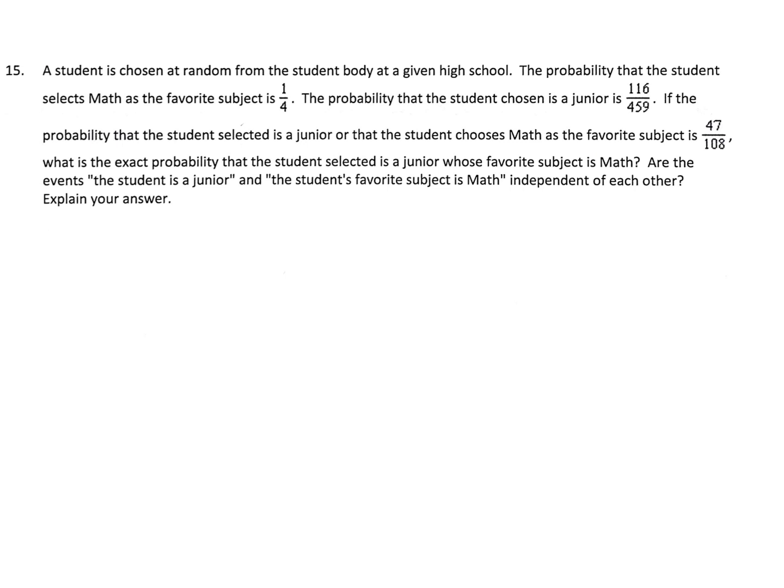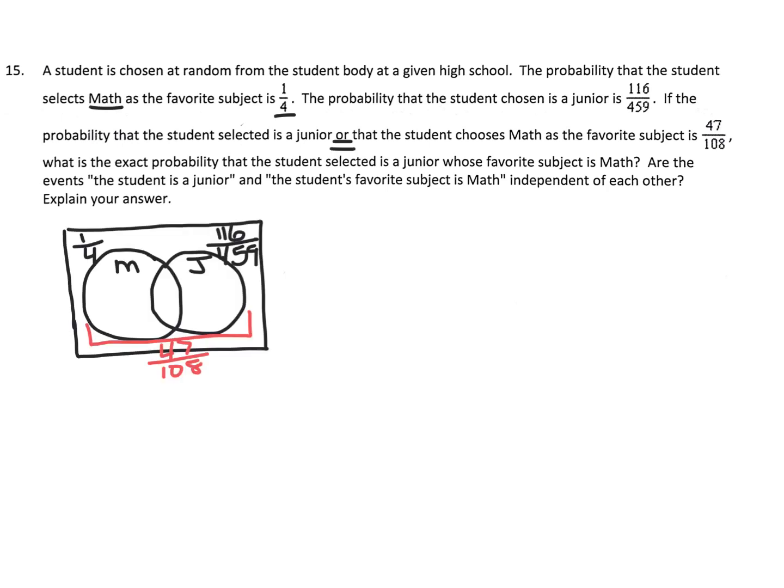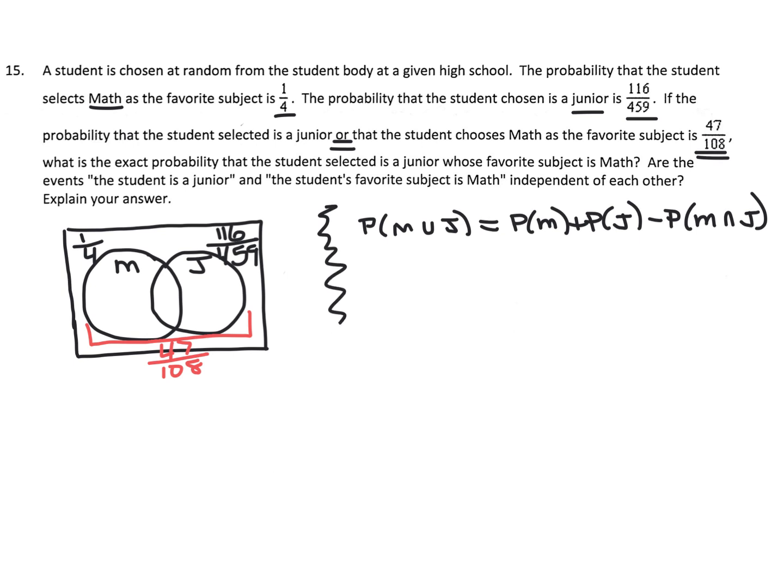Okay, so it looks like number 15 you could either do through a Venn diagram or the formula. It does not matter either way. I'll show both ways. Okay, so we could do it. Let me just separate these. Now, they told us the probability a student prefers math is 1/4, so I put that on top of the math circle. The probability that a student is a junior is 116 over 459.